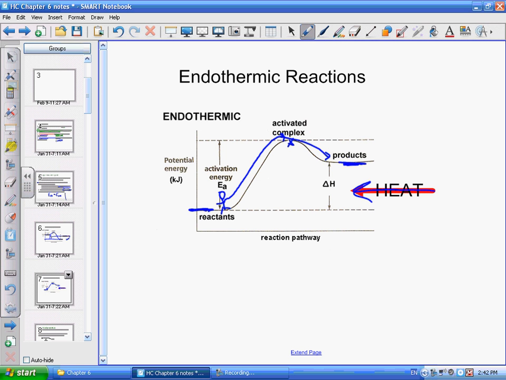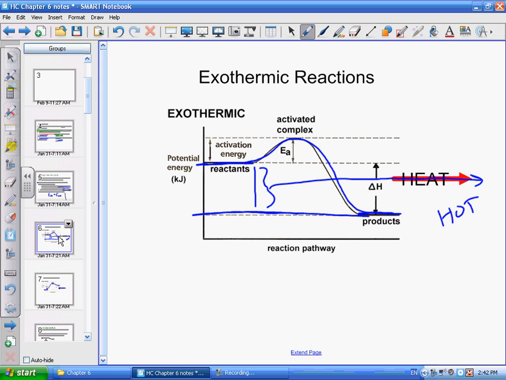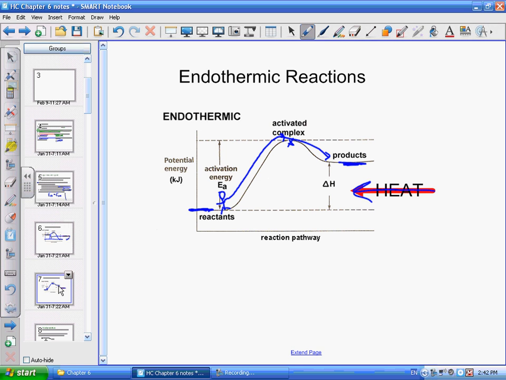That's an endothermic reaction. Now, exothermic reactions by far are way more common than endothermic reactions. Okay? Endothermic reactions are not tough to do, but they are a little bit more on the rare side as compared to how common exothermic reactions are.